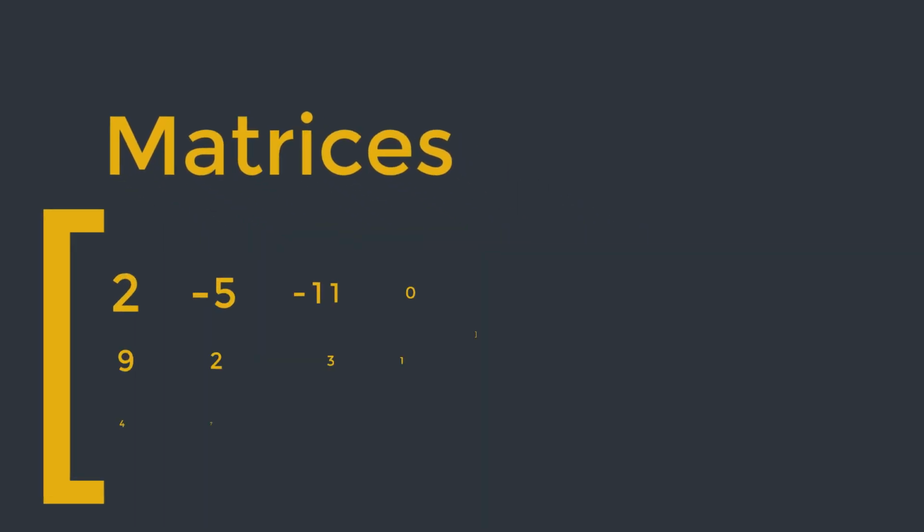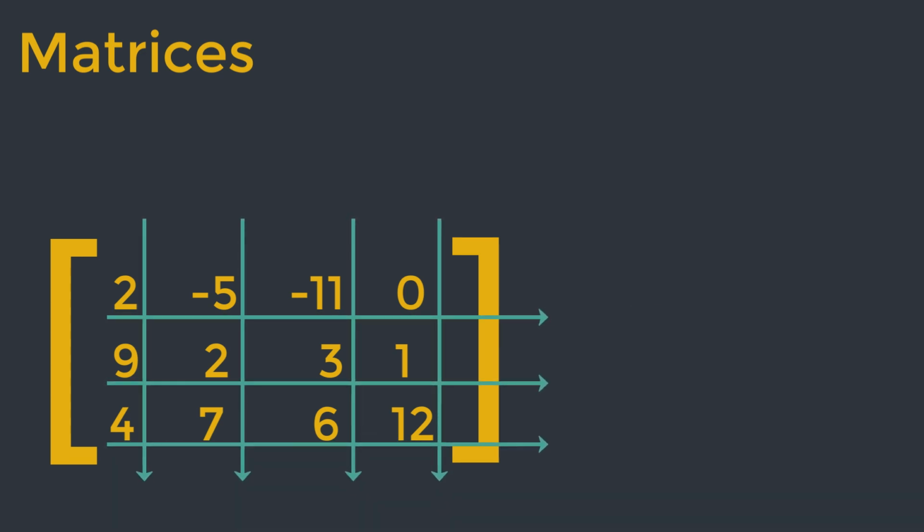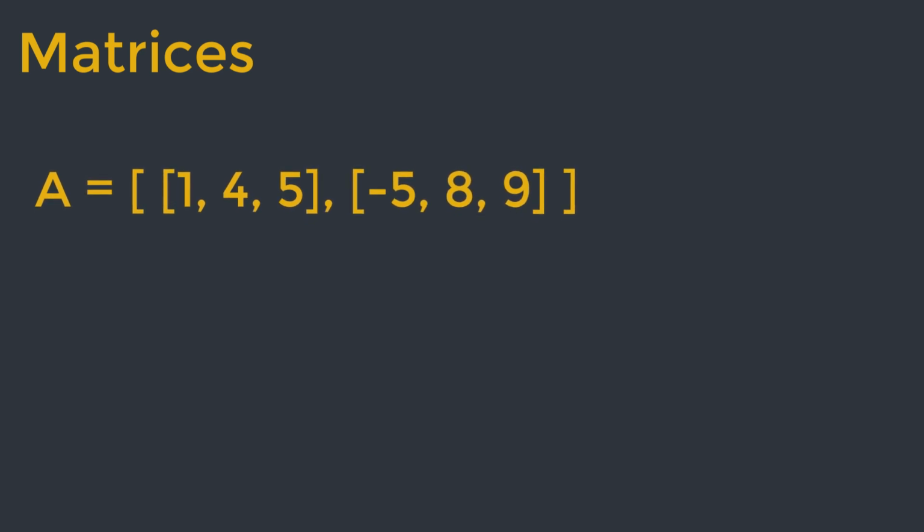A matrix is a two-dimensional data structure where numbers are arranged into rows and columns. For example, we have this simple matrix you can see here. This is a 3x4 matrix because this matrix has 3 rows and 4 columns. Python doesn't have a built-in type for matrix. However, we can treat a list of lists as a matrix.